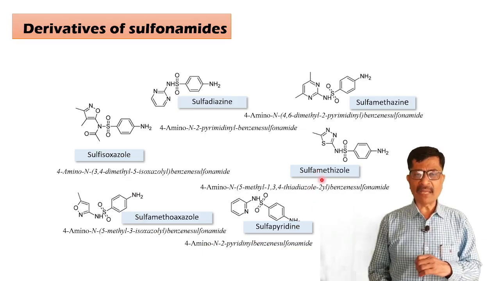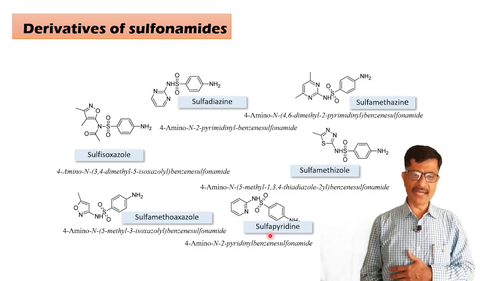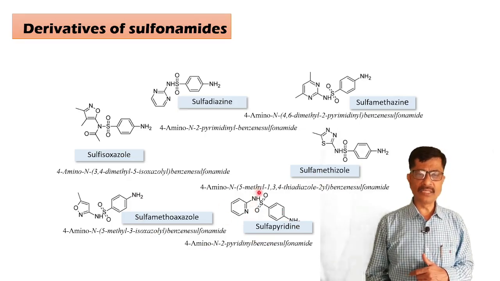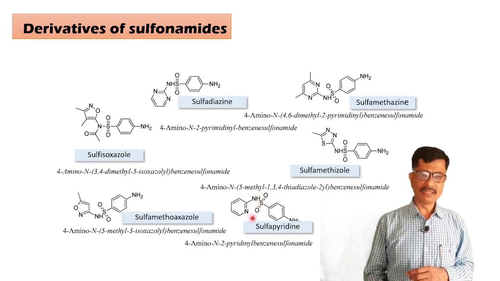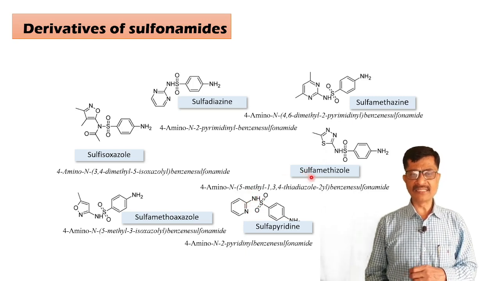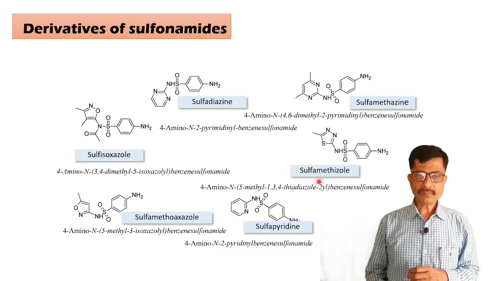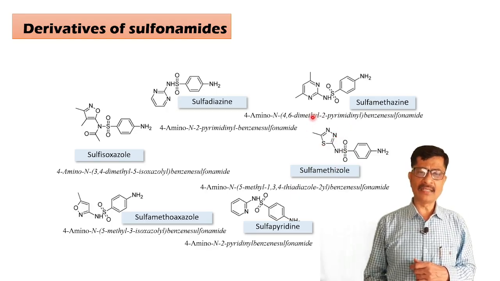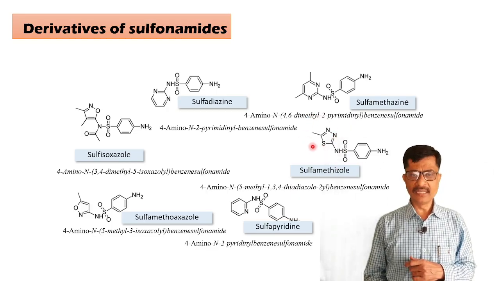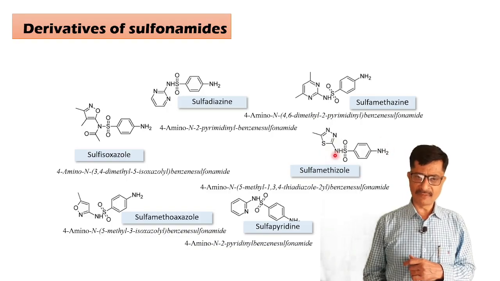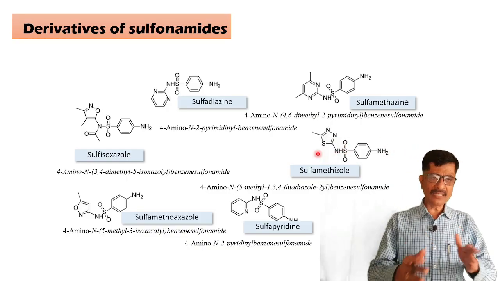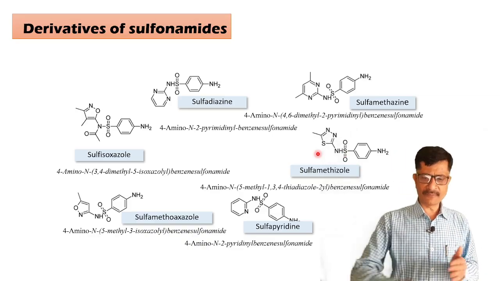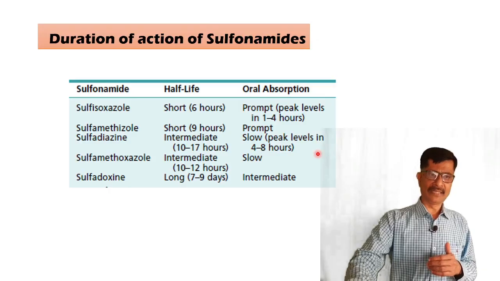Then sulfamethizole and sulfapyridine. In sulfapyridine, there is a pyridine moiety connected to this sulfonamide nitrogen through its 2nd position, whereas in sulfamethizole, this is a thiadiazole heterocyclic nucleus connected to this sulfonamide nitrogen. These are different sulfonamide analogs which are generated from basic sulfanilamide.